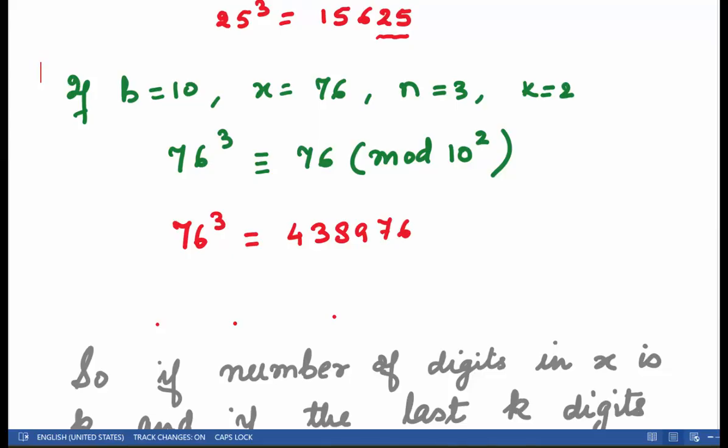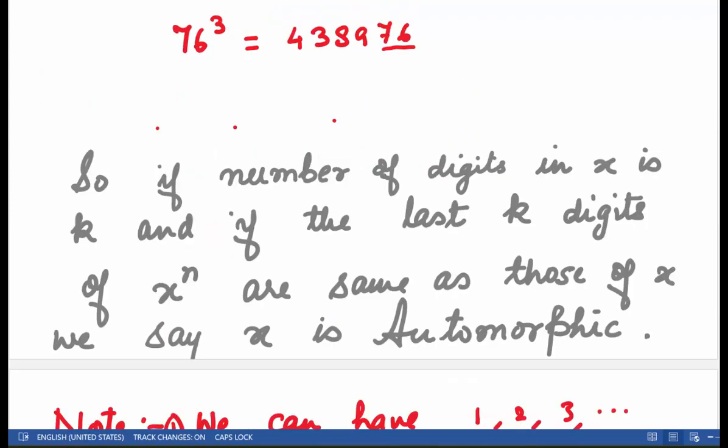You know that 76 cube is nothing but 438976. You can see this has the last two digits as 76 again. So our number 76 is trimorphic. Now, this means if the number of digits in x is k and if the last k digits of x to the power n are the same as those of x, we say that x is automorphic.